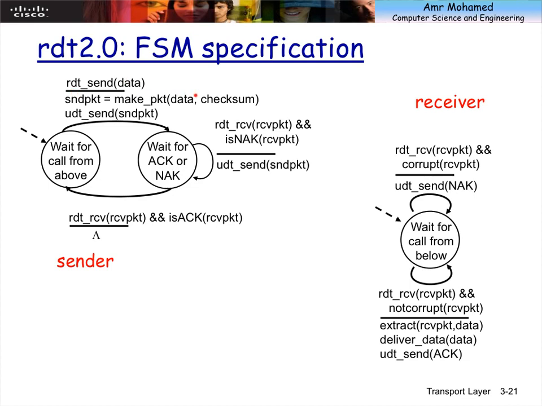I add the header to the data, and how can I check for errors? Using checksum. So I add the checksum to the header. And then I send. When I send, I transfer to the next state. In this next state, I will wait for acknowledgement or negative acknowledgement. So I have two states. Or I can split this into wait for acknowledgement and wait for negative acknowledgement.